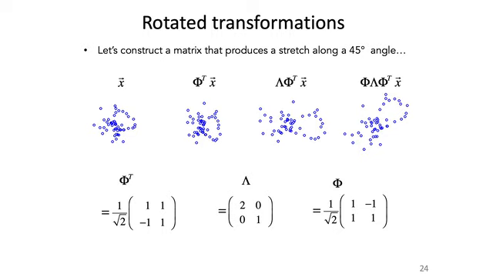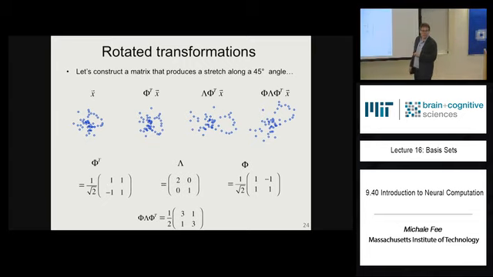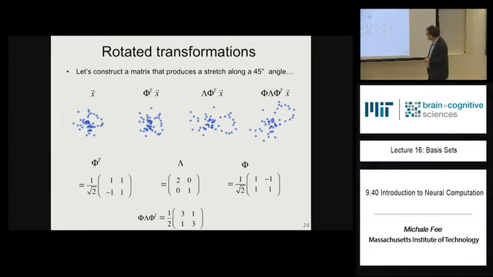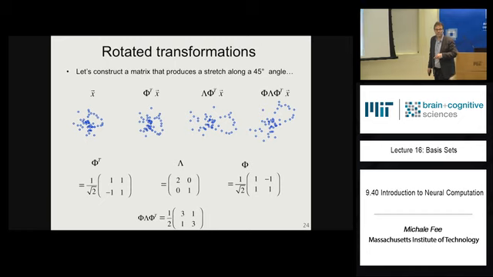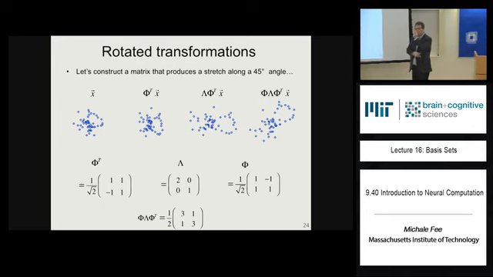Okay, so we multiply x by phi transpose, multiply by lambda, and then multiply by phi. So we can now write that down. If you just do those two matrix multiplications, you get a single matrix that, when you multiply it by x, implements this stretch. Okay? Any questions about that?